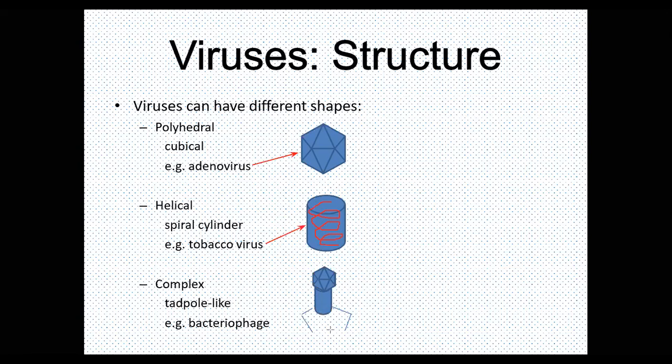This type of virus is called complex virus, bacteriophage. Tadpole-like, called bacteriophage. When these viruses attack bacteria, this type of bacteria virus is called bacteriophage virus. This virus can attack bacteria also. These are a few examples of viruses according to their shape.